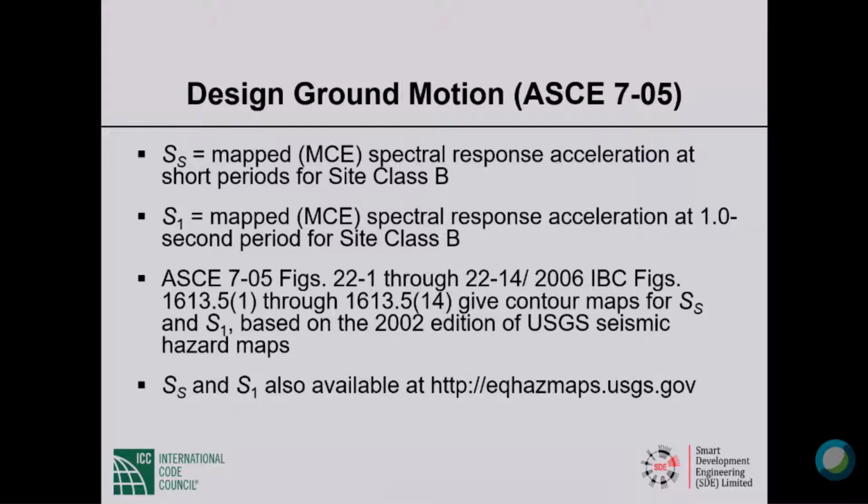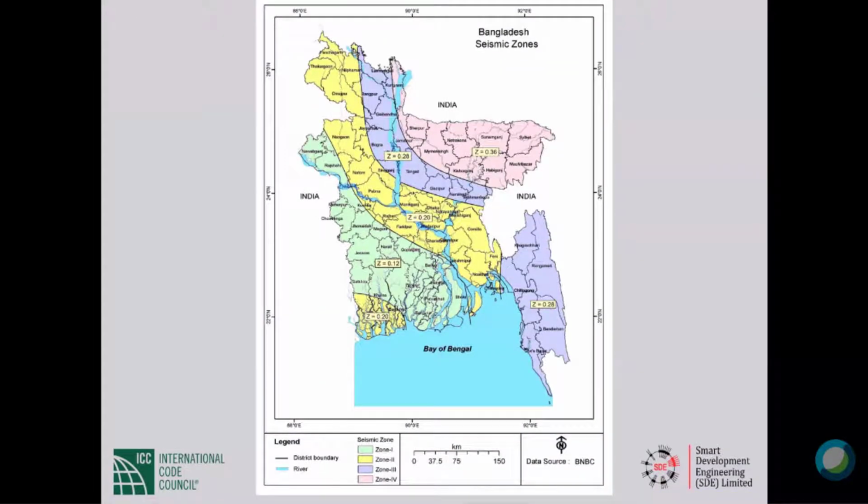For any US location, you can get those quantities S sub S and S sub 1 from the US Geological Survey website, or in the old days, there used to be paper maps in ASCE 7 and in the IBC. Now ASCE issues something called a hazard tool from which you can get those values, S sub S, S sub 1. Now in BNBC, we do not have contour maps. We have no source of S sub S, S sub 1.